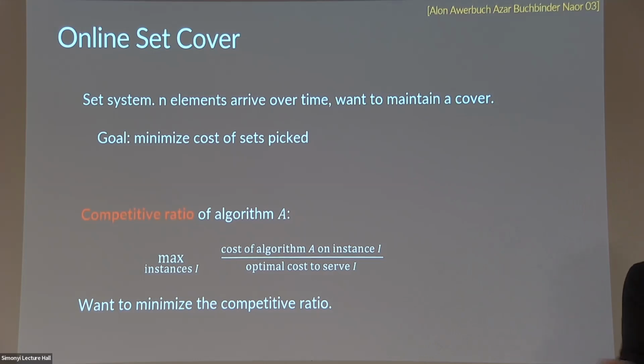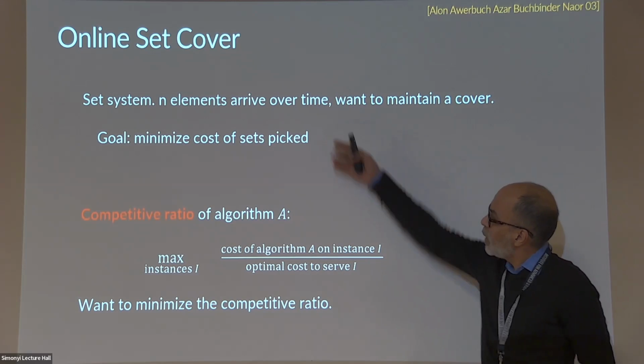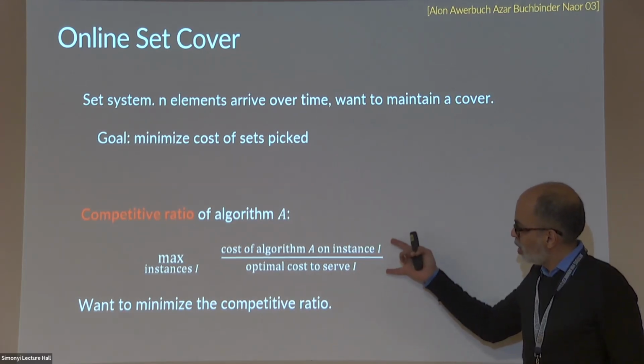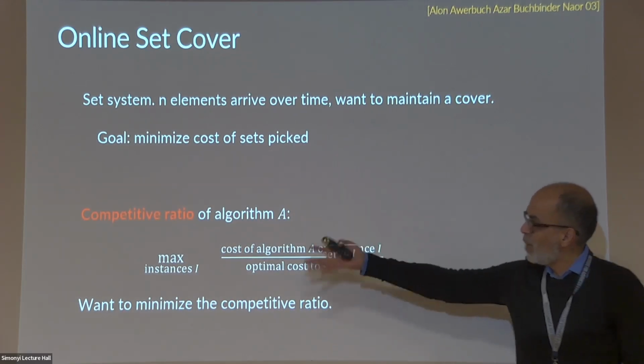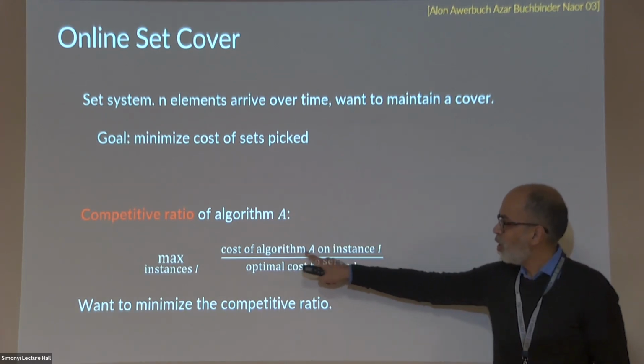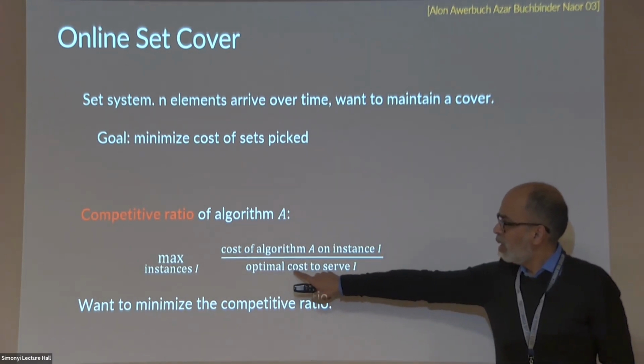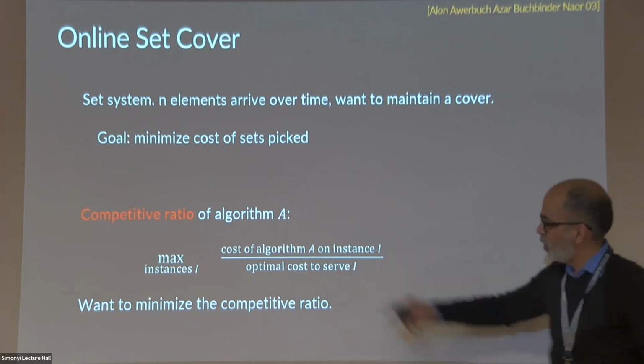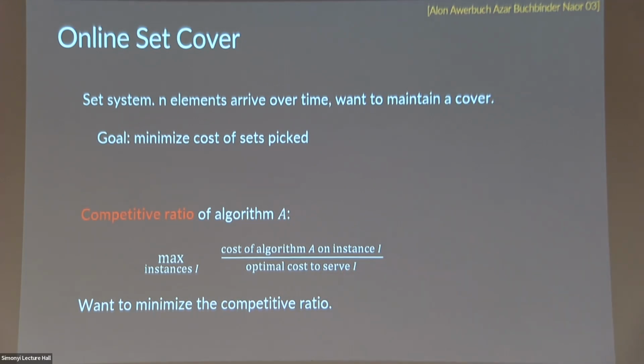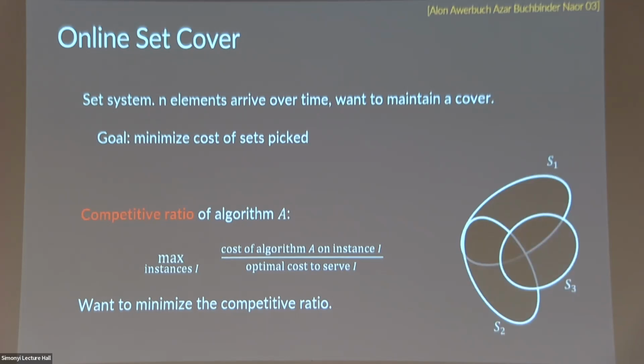The first element arrives, you have to pick a set that covers it. The second element arrives, and so on and so forth. You want to minimize the cost of the sets picked. And your measure of goodness is this competitive ratio. It's the cost of your algorithm on an instance over the cost of the optimal solution for that instance, worst case over the instances. And you want to minimize the competitive ratio.